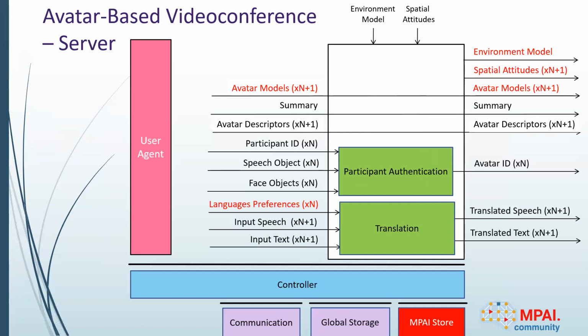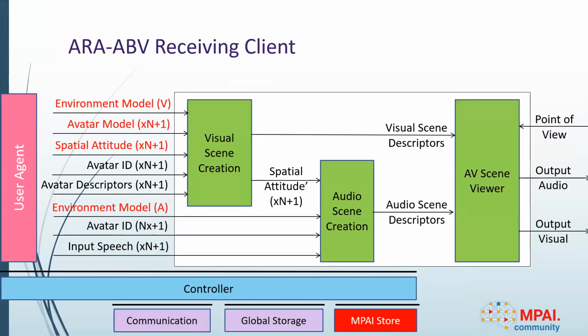Then we have the server. The server does also something that is relevant, because it selects the environment, the virtual environment, and also places the avatar in appropriate places. So this again is an example of applicability of this standard. And again, in the context of the avatar-based video conference, we have the receiving client.